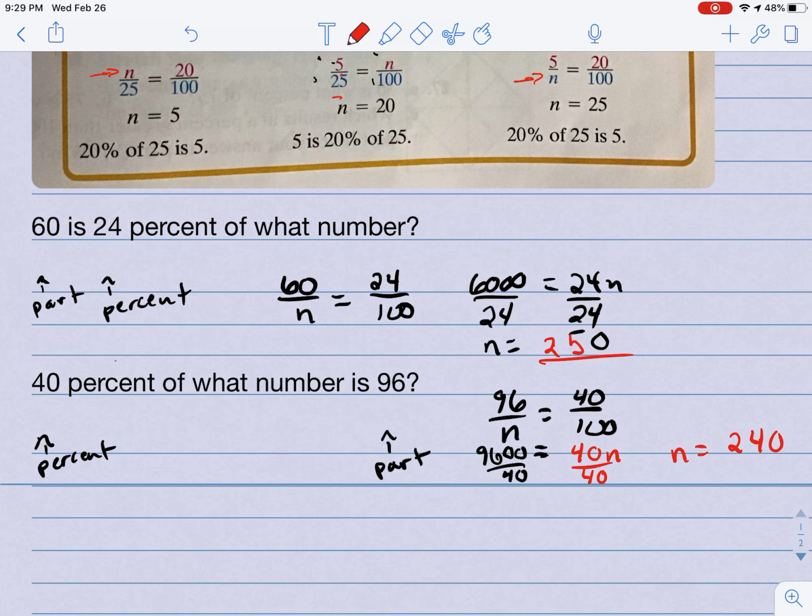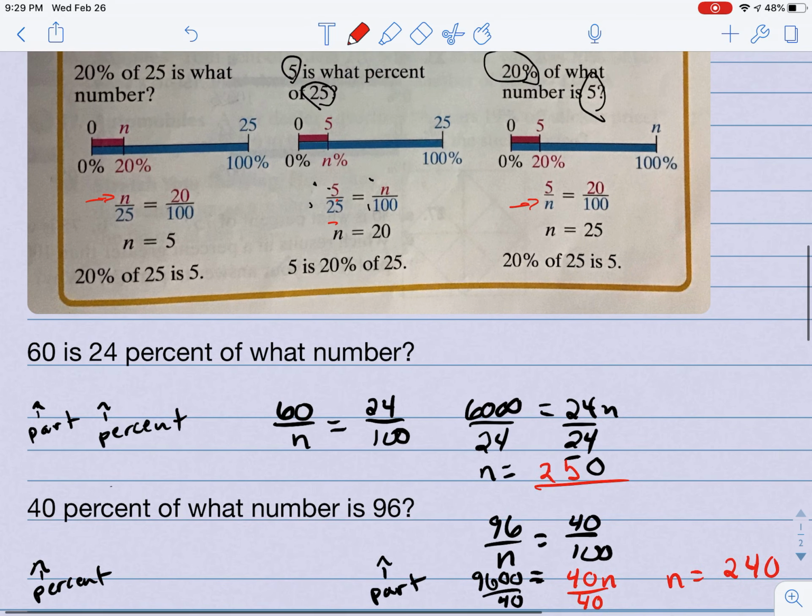All right, and that is using cross products to solve percents. And so once again, there's three different ways of using percents in what you're solving for. So you're solving for the part, you're solving for the percent, or you could be solving for the whole number. And once again, you're going to use one of these three methods here.